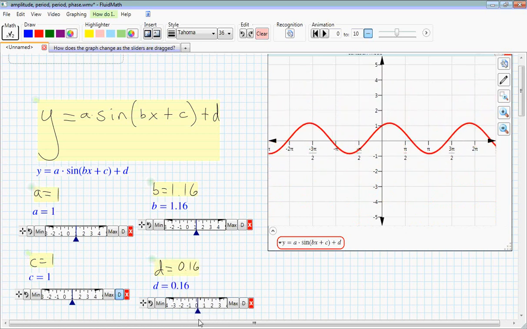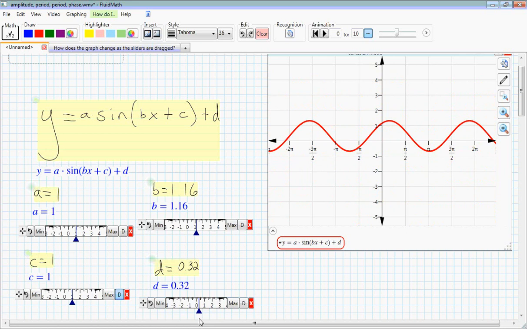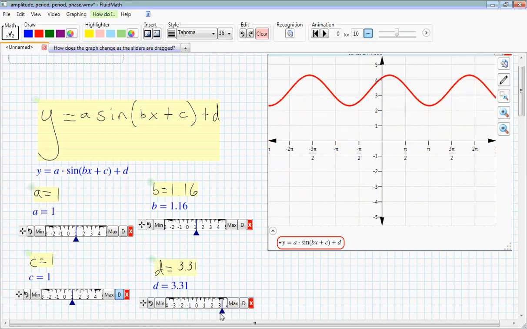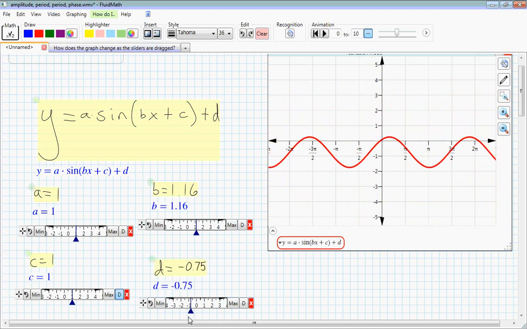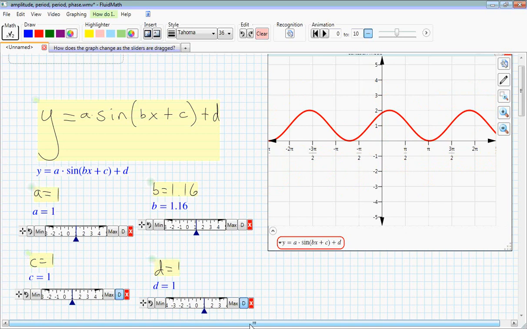So if you have an equation like the one above, y equals a sine of b times the quantity x plus c, plus d, if you change the value of d, increasing it and decreasing it, you translate the function up or down. Okay, and that concludes this first introduction to this topic.